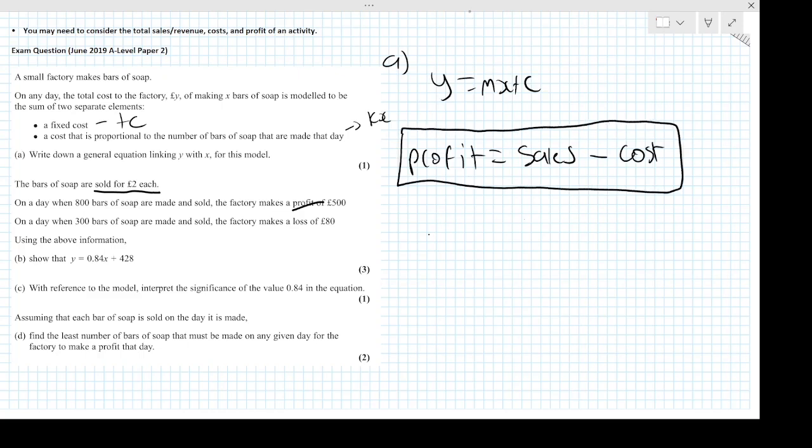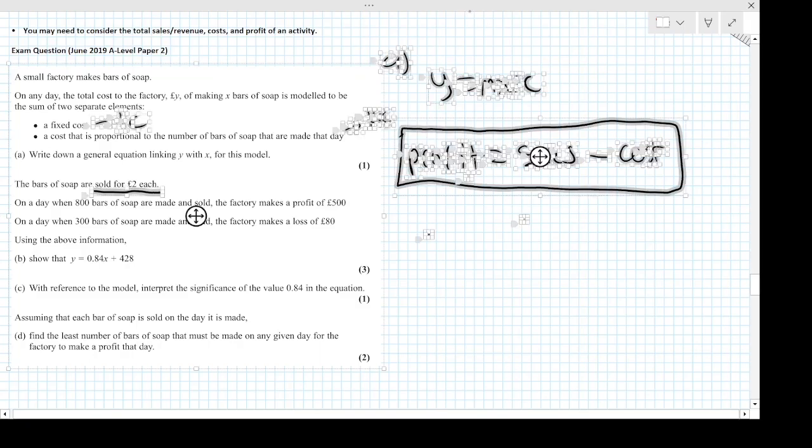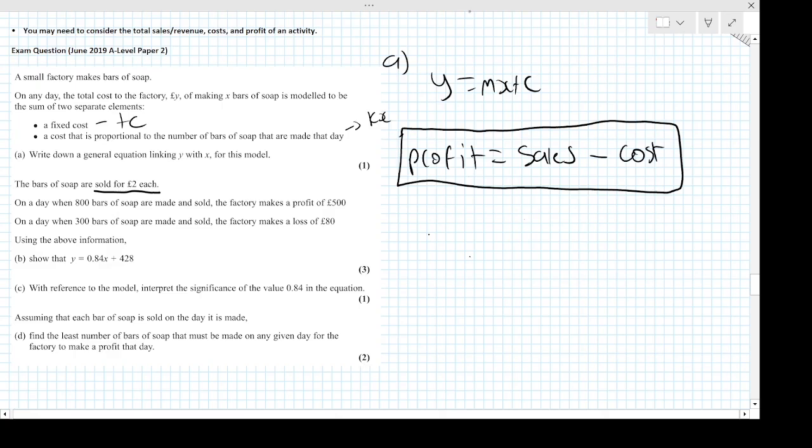I guess they assume you need to know it, but you do need to remember, even if it is obvious. In a minute you'll see it's really handy to actually write this equation down, because it allows you to more easily work with it. So in general, when we're dealing with selling stuff and it talks about profit and cost, you might need to use this formula. Profit is sales minus cost. So again, in this case, the bars of soap are sold for £2 each. So each bar of soap, the sales is £2. And then the cost of each bar of soap, I don't know what that is, but if you take that away, then you get the profit of selling a soap.